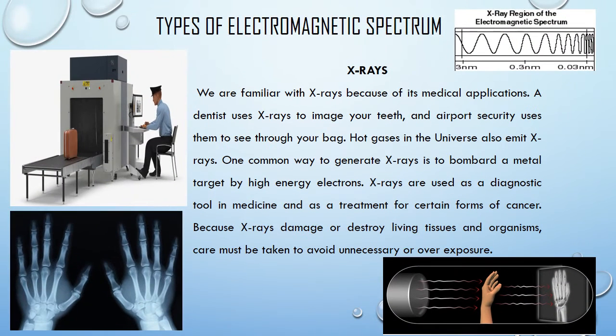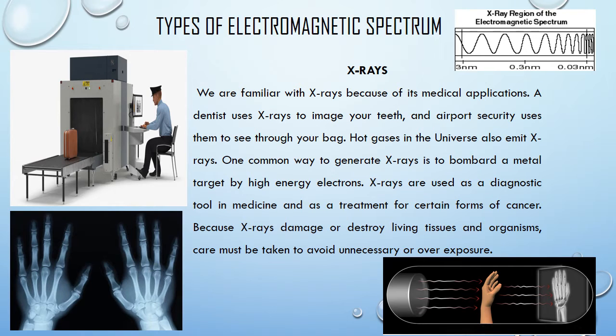The next type of electromagnetic spectrum is the X-ray. We are familiar with X-rays because of their medical applications. A dentist uses X-rays to image your teeth, and airport security uses them to see through your bag. Hot gases in the universe also emit X-rays. One common way to generate X-rays is to bombard a metal target with high energy electrons.